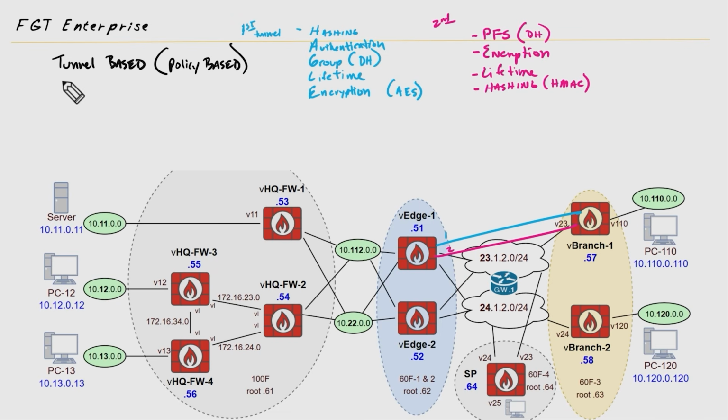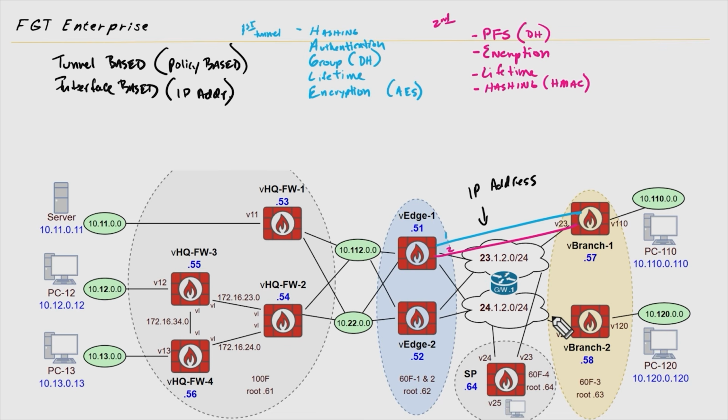There's also an option called interface-based. And the biggest difference there is with interface-based, we're going to actually have an IP address associated with the tunnel. And that way, if we have an IP address associated with this logical link between edge 1 and branch 1, we could then do things like dynamic routing protocols and other routing techniques because we actually have an IP address associated with that network between the two peers.